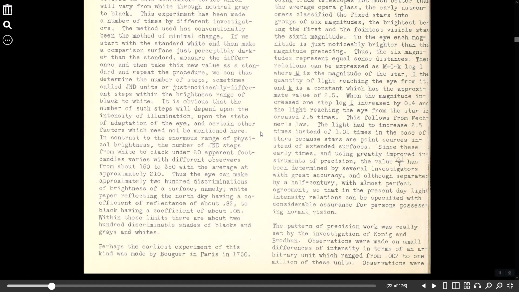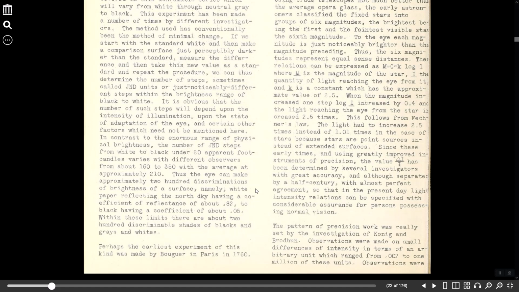Thus the eye can make approximately 200 discriminations of brightness of a surface, namely, white paper reflecting the north sky having a coefficient of reflectance of about 0.82 to black having a coefficient of about 0.05. Within these limits there are about 200 discriminable shades of blacks and grays and whites.